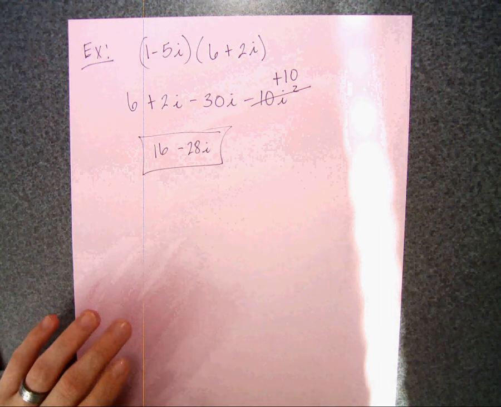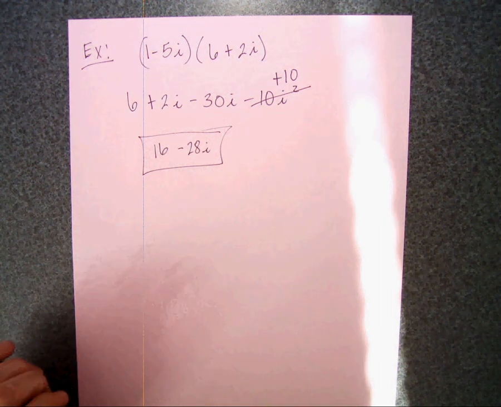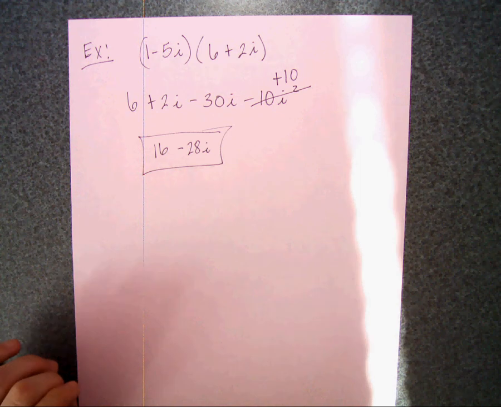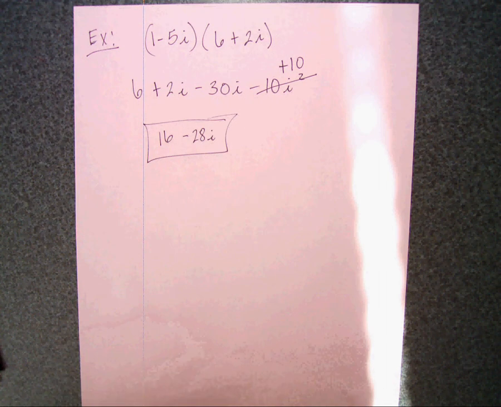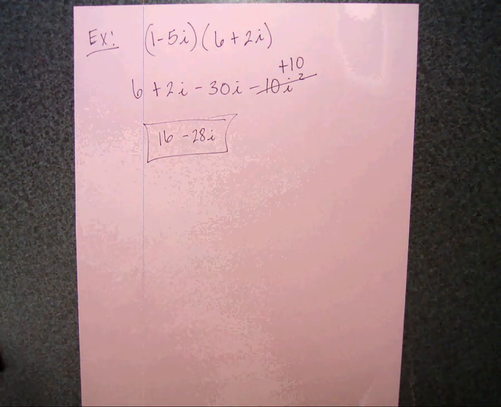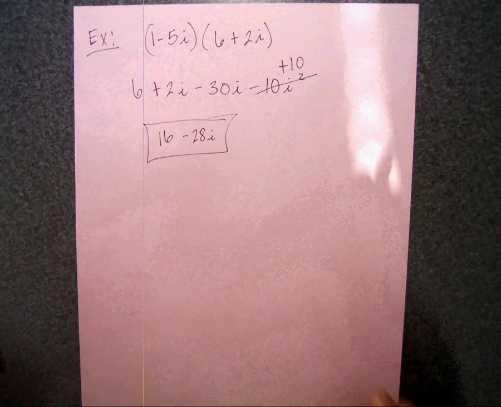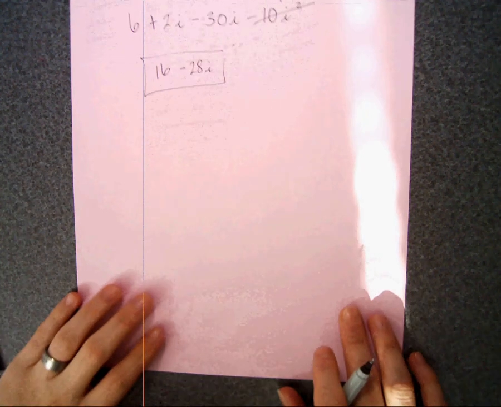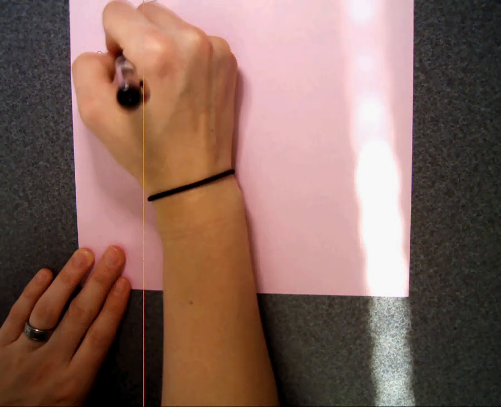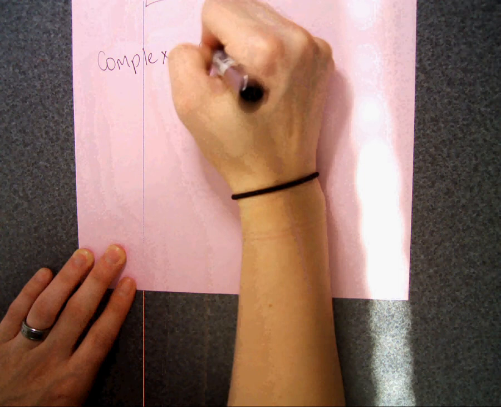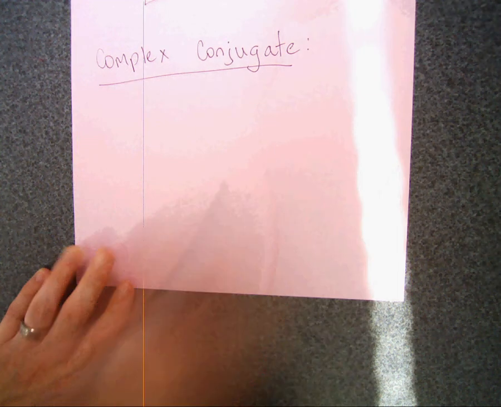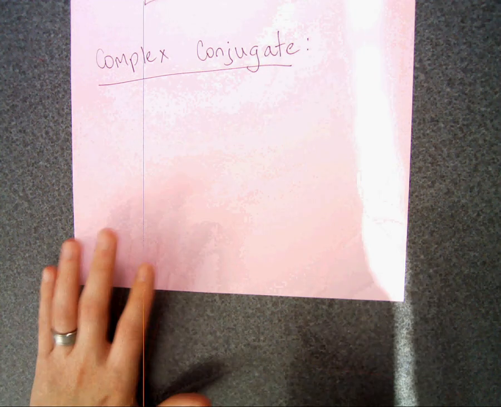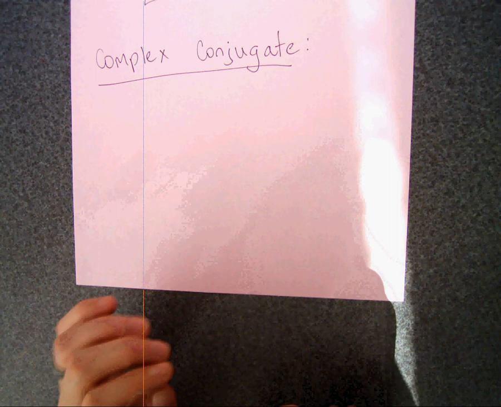Alright, so the final operation that we'll do is division. In order to divide two complex numbers, we first need a little extra piece of information. It's called the complex conjugate. Now, the complex conjugate is a fancy way of saying I'm going to change the sign of the imaginary part. That's all it means. Change the sign of the imaginary part. But it's nice to know the notation.